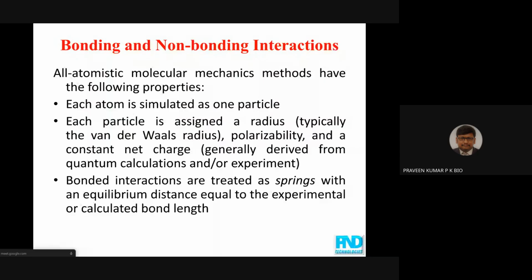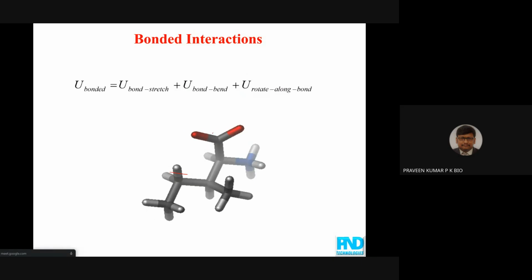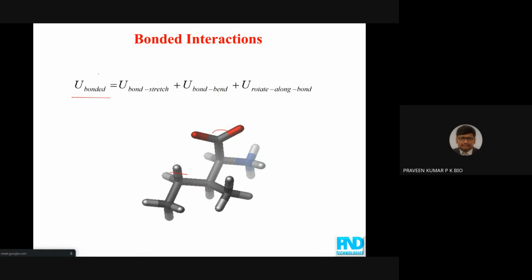So here in this slide, you can see the types of bonded interactions. So whatever you see here, this is a bond stretch, and whatever we see as an increase in angle is the bond bend, and this is rotate along bond. So the summation of energy of bond stretch, energy of bond bend and energy of rotate along bond is the total bonded energy. This is used for simulation, this is also used for molecular modeling.